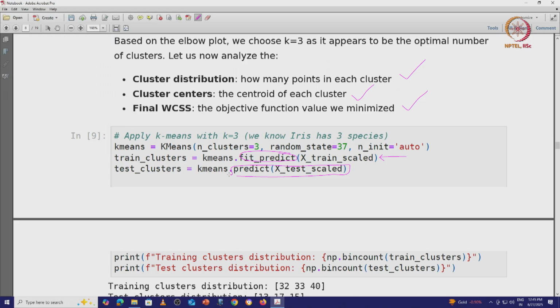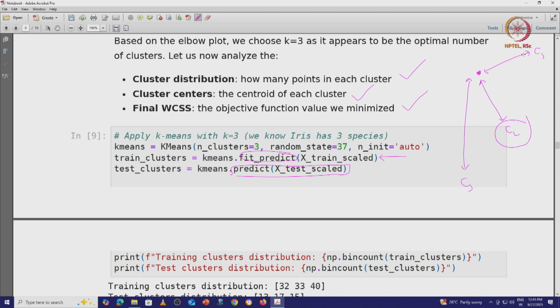So let's say that there is a new data point that you have, somewhere in feature space. You can find the distance of that point from the center of cluster 1, from the center of cluster 2, and from the center of cluster 3, and you will assign the point to the cluster which is the closest to it.